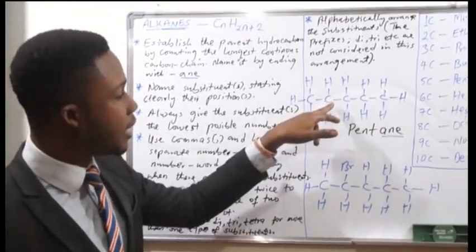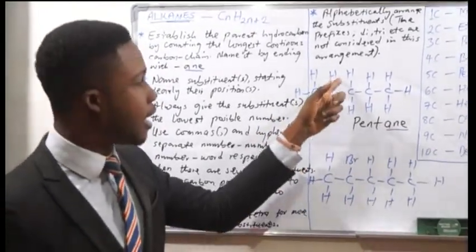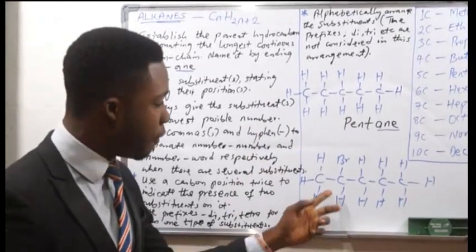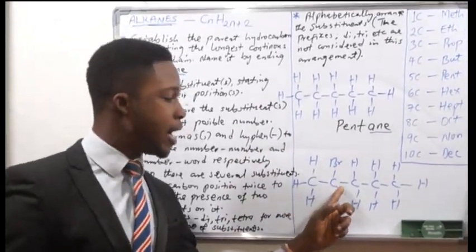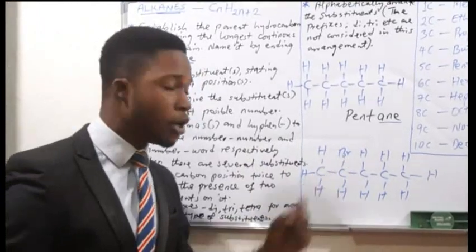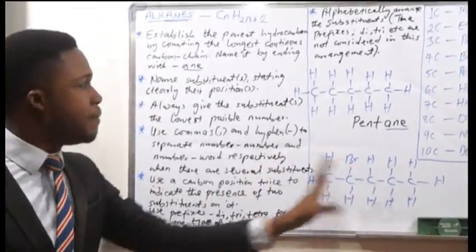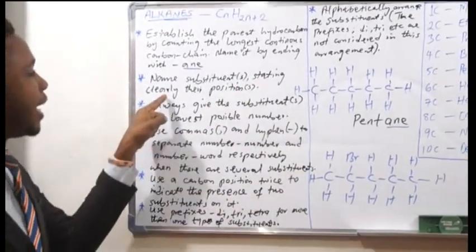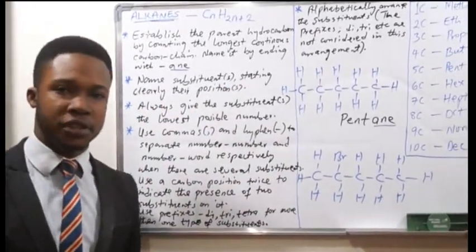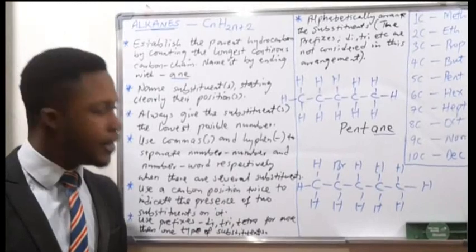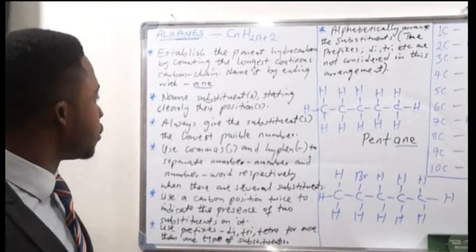Here we have the pentane. It has hydrogen on it, the carbon there. But from here, we are seeing that a bromine atom is now attached to this carbon. This bromine atom is known as the substituent. Now, we name the substituent by stating clearly its position in the carbon chain.